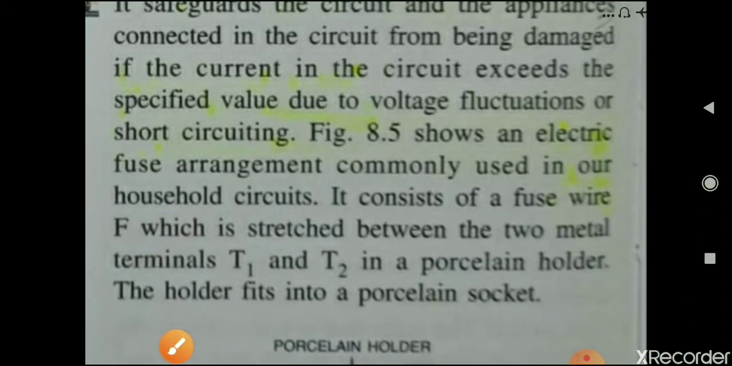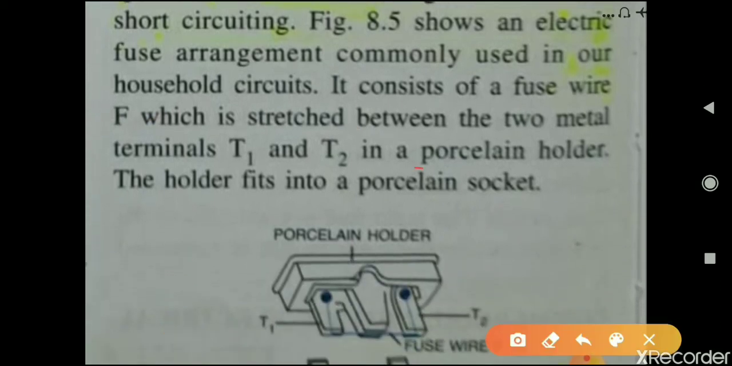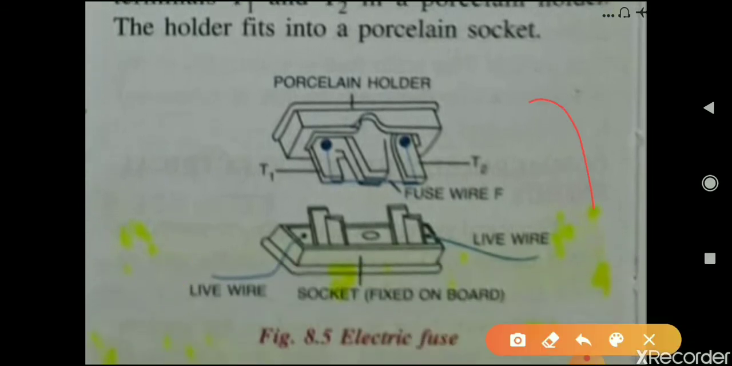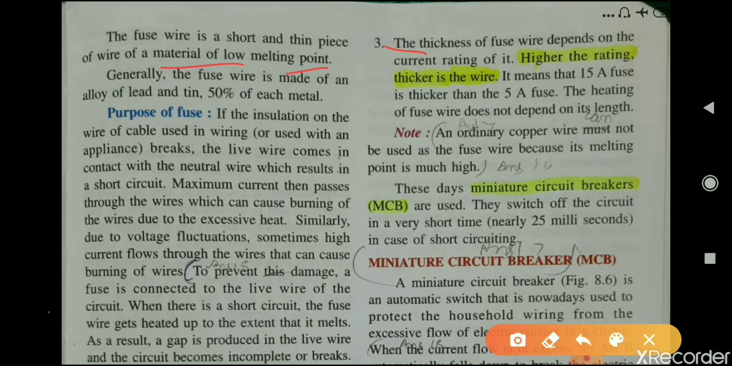It consists of a fuse wire, which is stretched between two metal terminals T1 and T2 in a porcelain holder. The holder fits into the porcelain circuit socket, as you can see here. This is a fuse that is used in the circuit. The fuse wire is a short and thin piece of wire of a material of low melting point. Generally, a fuse wire is made up of an alloy of lead and tin, 50% of each metal.